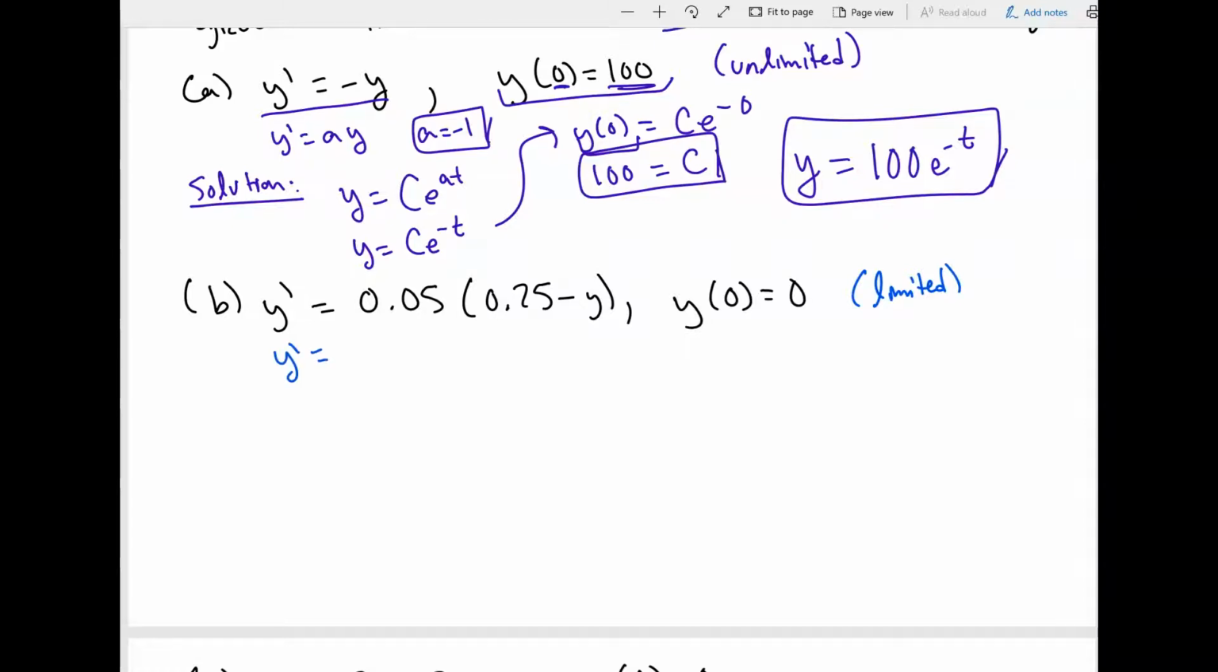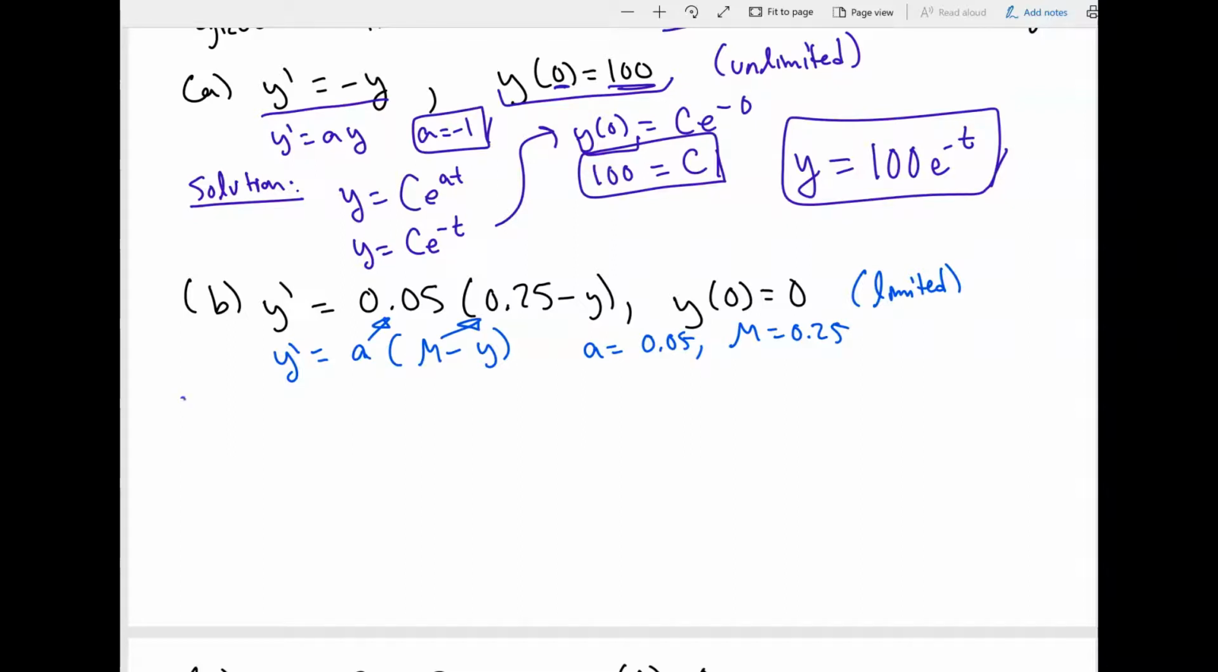You can model it with the differential equation y prime equals a times (m minus y). You can see that your a value is going to be equal to 0.05 and your m value is going to be equal to 0.25, just by inspection. This is your a, this is your m.